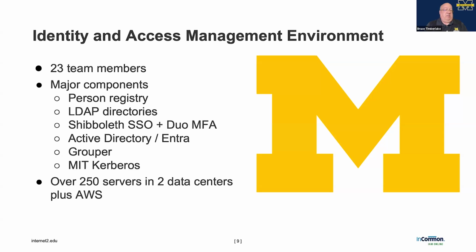The big major components that our team owns and is responsible for are listed here, probably similar to what a lot of campuses have: person registry, LDAP, single sign-on, a large and growing Active Directory and Entra, formerly Azure, portfolio, and then of course Grouper, and then backing it all currently is MIT Kerberos. And our team owns over 250 servers and 2 data centers and a bunch of stuff out in the cloud on AWS. So next slide.